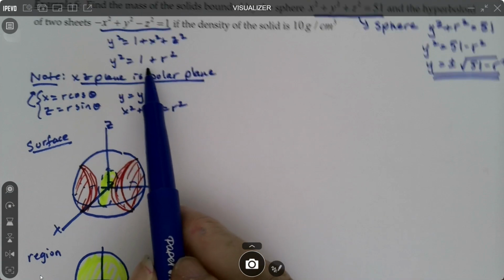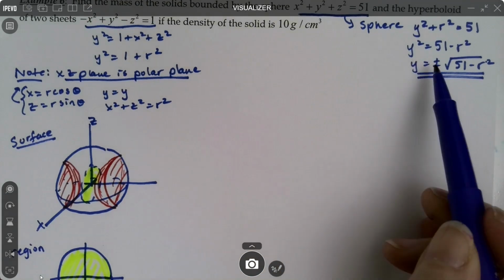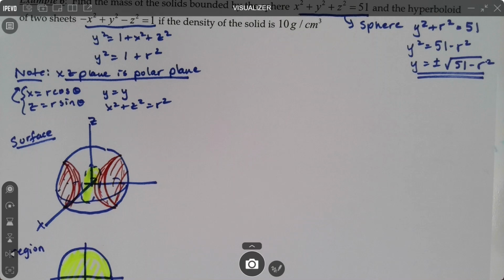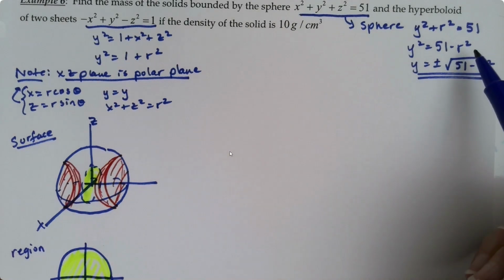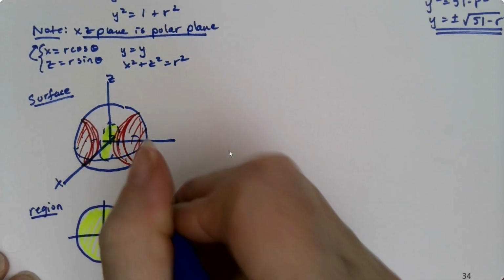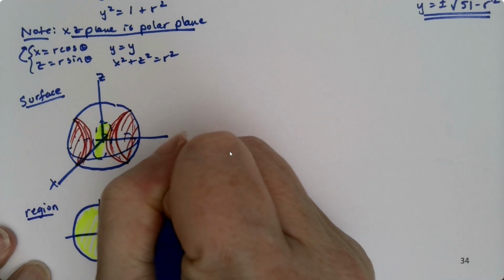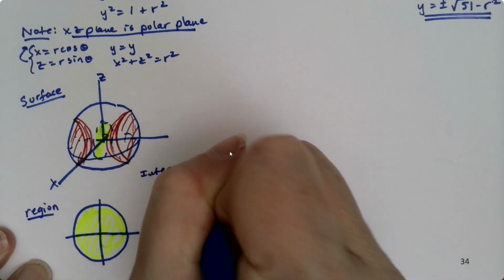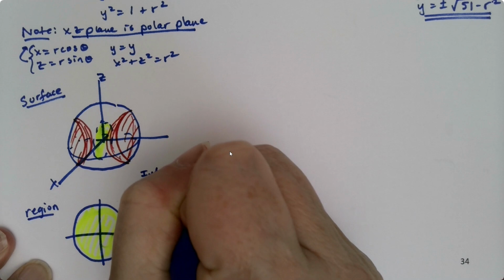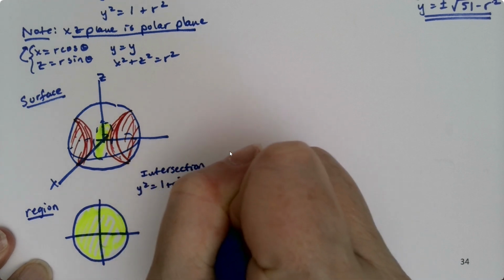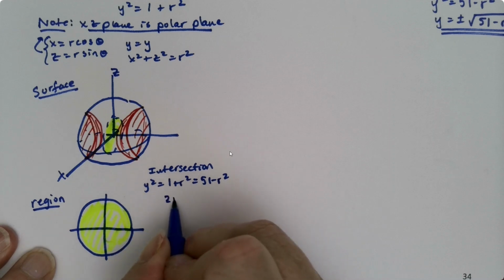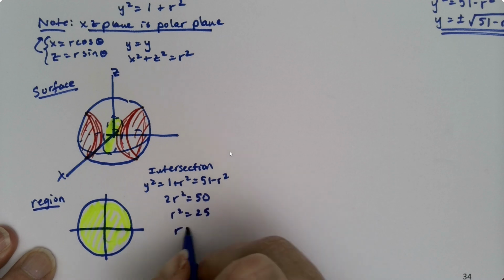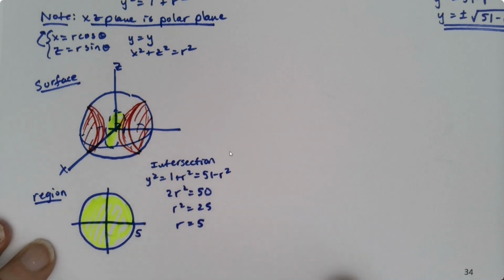So y squared is equal to 1 plus r squared, but y squared is also 51 minus r squared. So let's find that intersection. So y squared was 1 plus r squared, which was 51 minus r squared. So if I bring the r squared over and bring the 1 over, I'll get 2r squared equals 50. So r squared is 25, so r is 5. So this is a circle of radius 5.